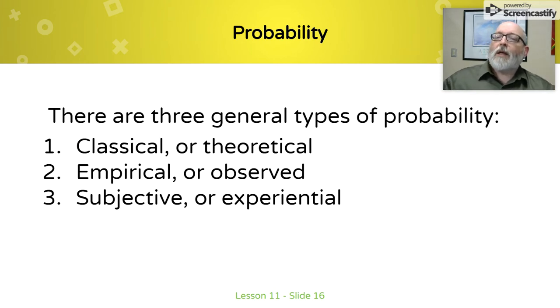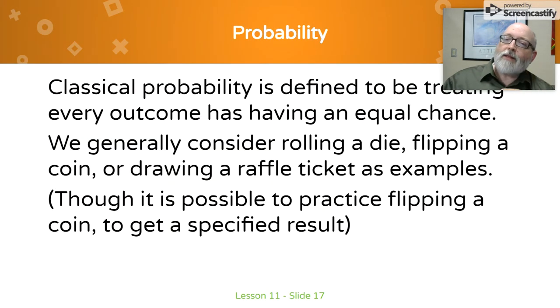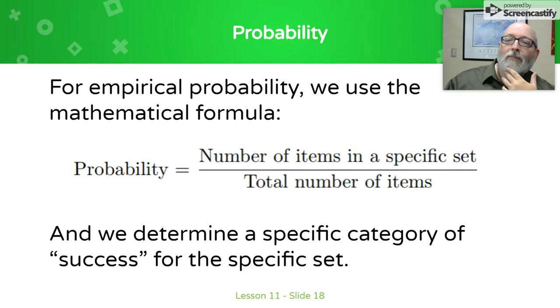There are three general types of probability: classical or theoretical, empirical or observed, subjective or experiential. Classical probability is defined to be treating every outcome as having an equal chance. We generally consider rolling a die, flipping a coin, or drawing a raffle ticket as examples. Though it's possible to practice flipping a coin in order to get a specified result.